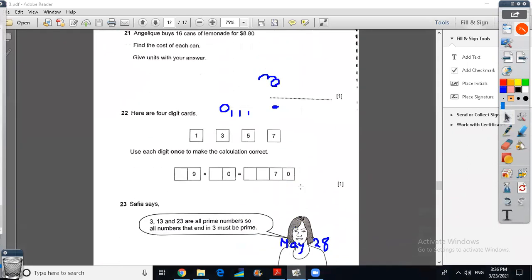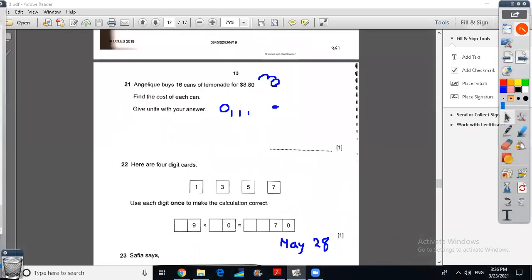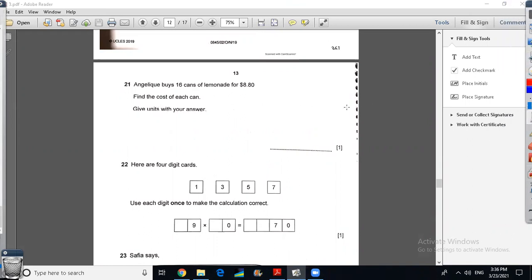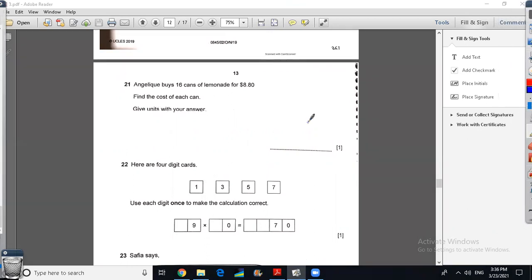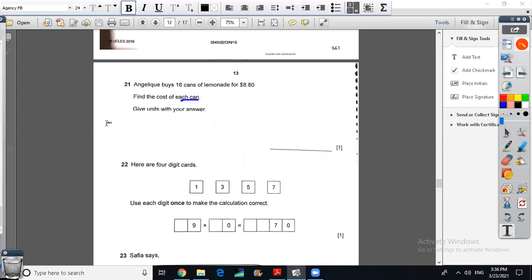That's it. Let's continue. Angelique buys 16 cans of lemonade for $8.80. Find the cost of each can. Oh, 1 second. It's division, mister. Some of you made a mistake that you made before and I corrected, but maybe you forgot it because that was around a month ago. If you do 16 cans divided by 8.80, it's going to be wrong.